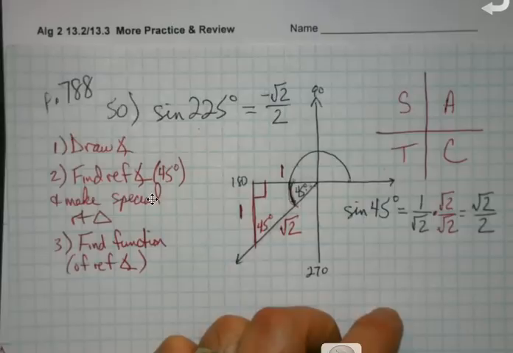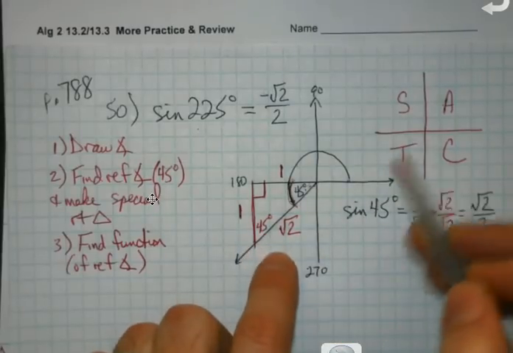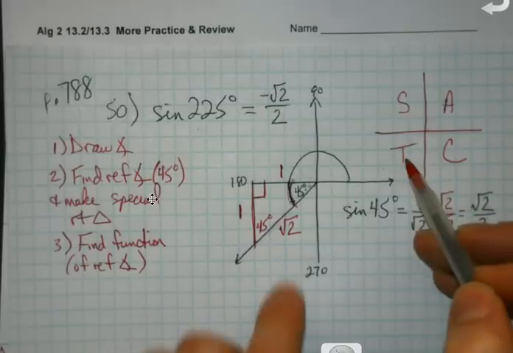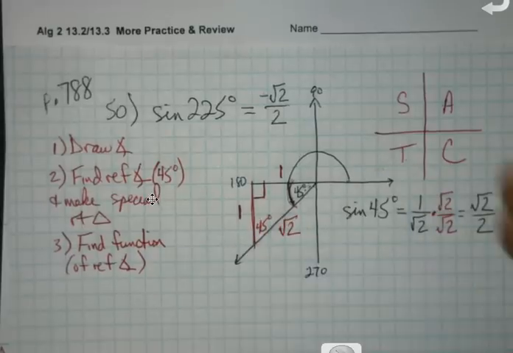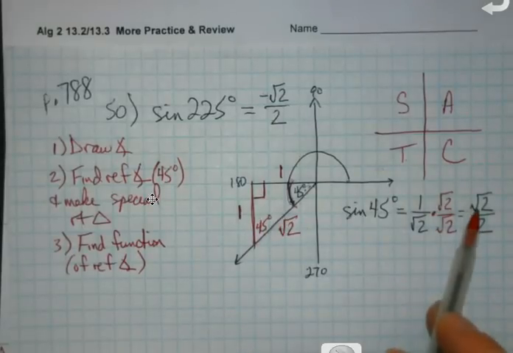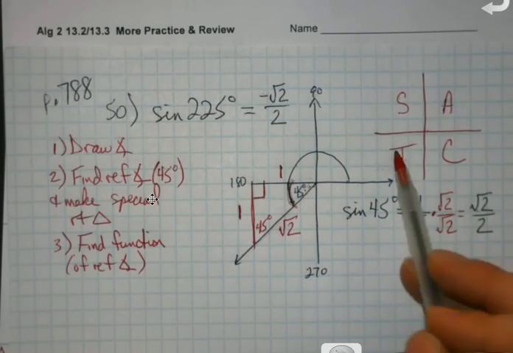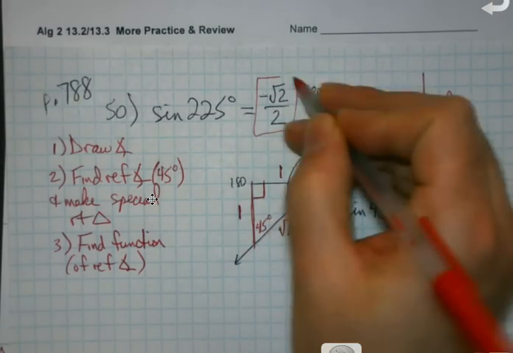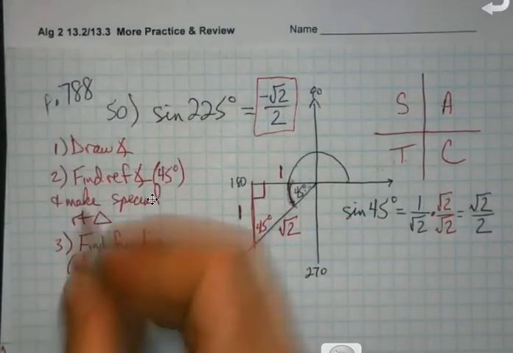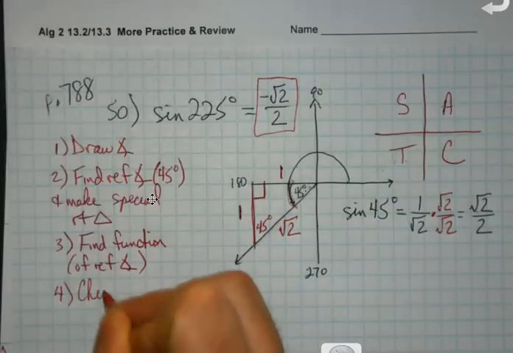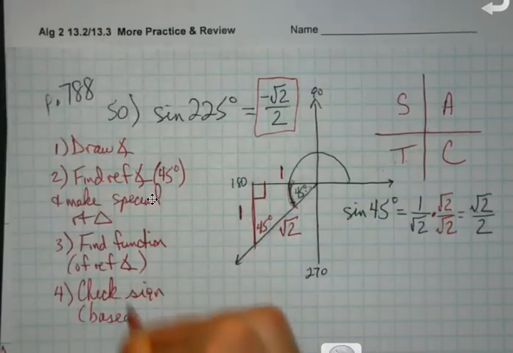So when I look at this, my triangle is here in the third quadrant. Well, in the third quadrant, only tangent functions are positive. Sine is definitely not tangent, so that's where the negative portion is coming in for this. And that's why I need to understand this, to make sure my answers are correct. And that basically is going to be it. And then we just got done checking our sine based on the quadrant.